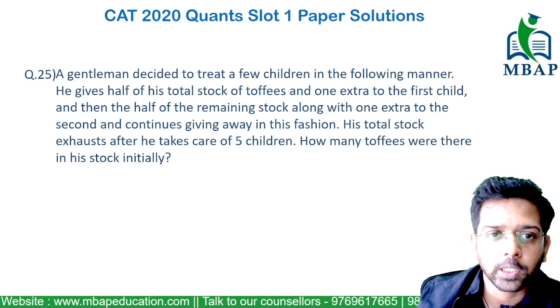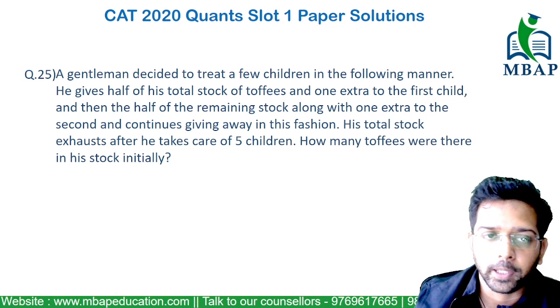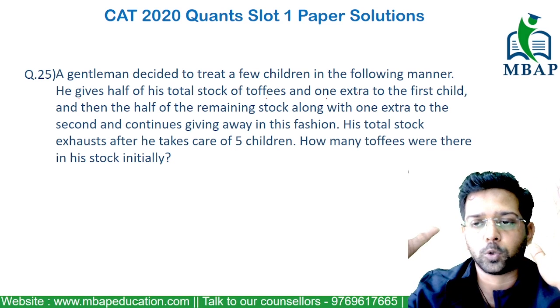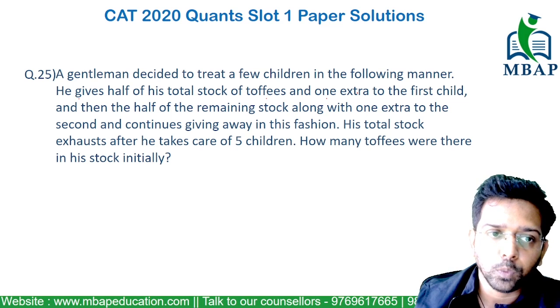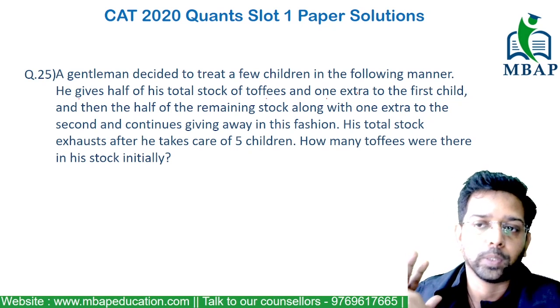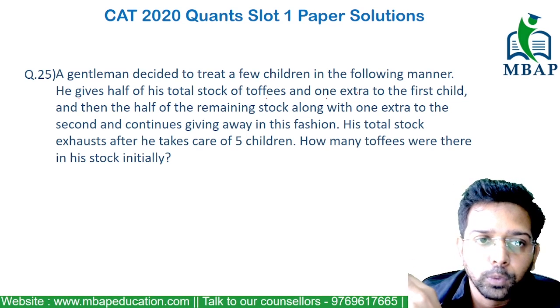Very beautiful question. The question says, a gentleman decided to treat few of the children in the following manner. He gives half of his total stock of toffees and one extra to the first child. Whatever he has got, x, he'll divide x by 2, plus 1, he will give it to the first child. So what is left for the second child? It's x by 2 minus 1. Left for the second child will be x by 2 minus 1. He'll give it to the second child.